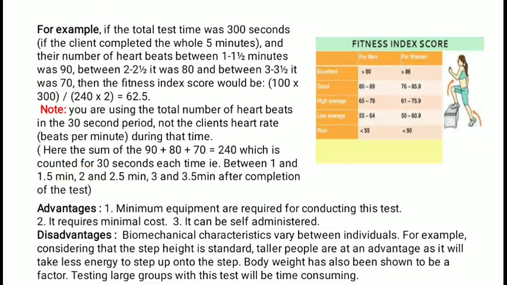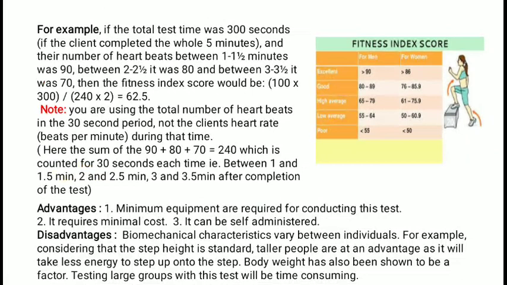If the person has more weight, then they will have difficulty stepping up and down. People who are lightweight step up and down easily. So here biomechanical characteristics vary between individuals. Height is a standard. Taller people are at an advantage, as it takes less energy to step up onto and step down. Body weight has also been shown to be a factor.